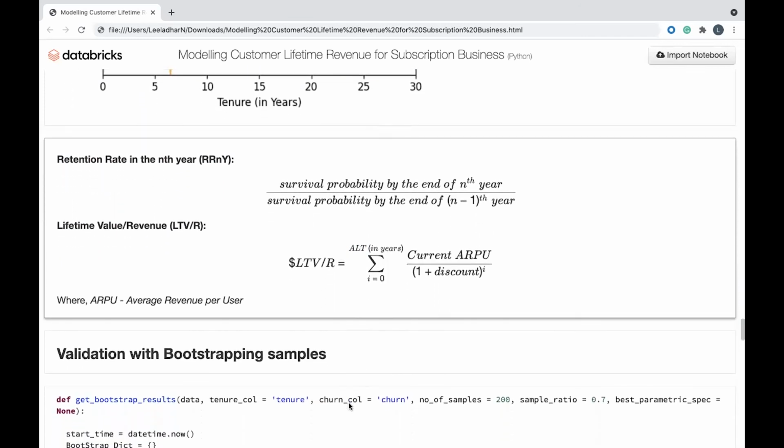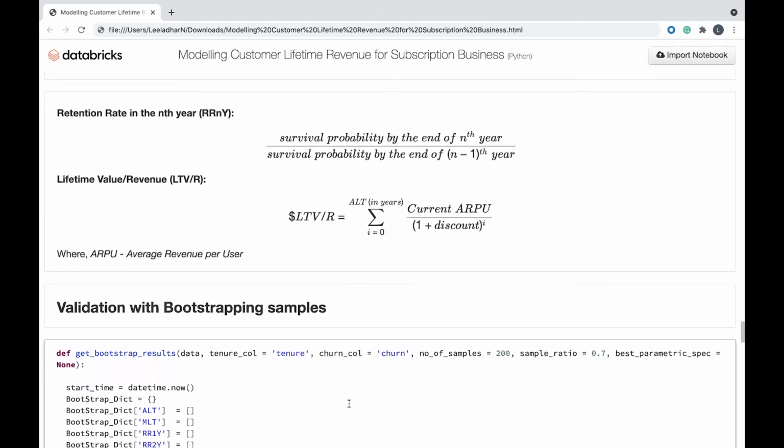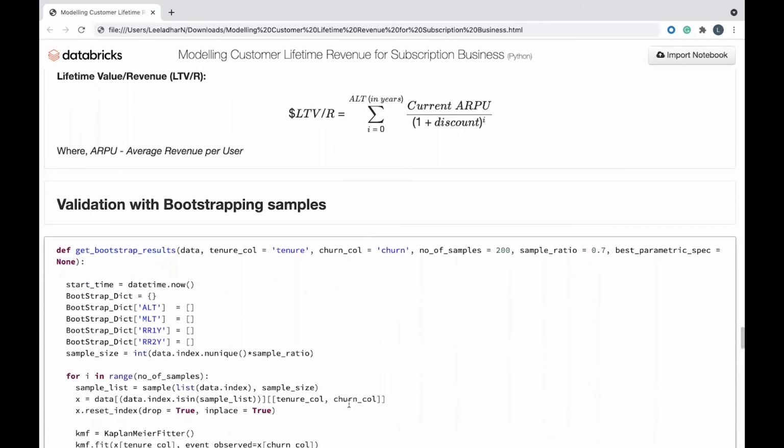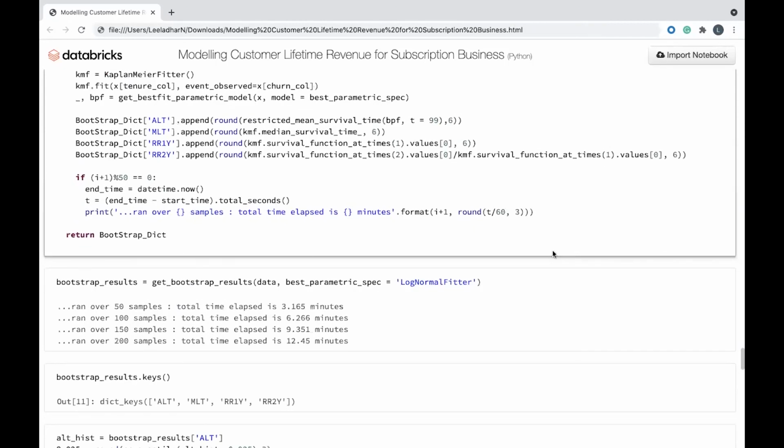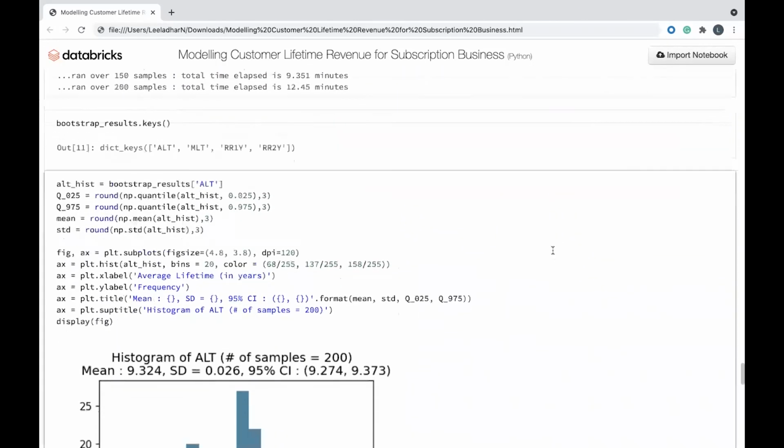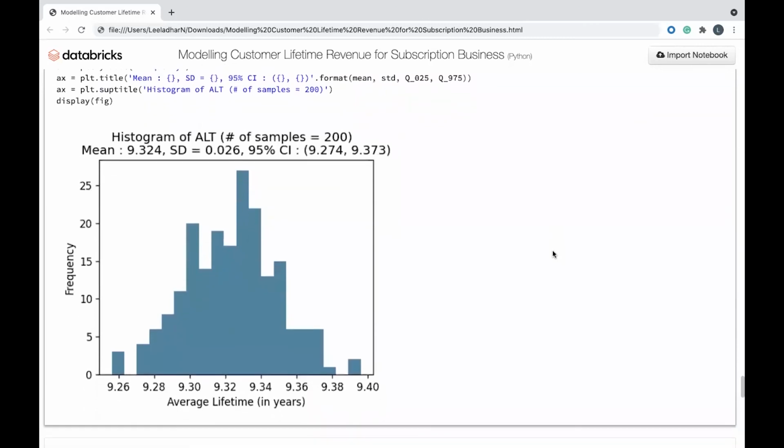And we have performed a validation step on the LTV metrics that we have estimated. We have created 200 bootstrapping samples with a sample size of close to 70% of our data, and estimated LTV metrics for each of those samples. Here is a distribution of ALT for all those 200 samples, and it can be clearly seen that the variance in the estimates is very small. So it can be inferred that the estimates that we have obtained are reasonably good.